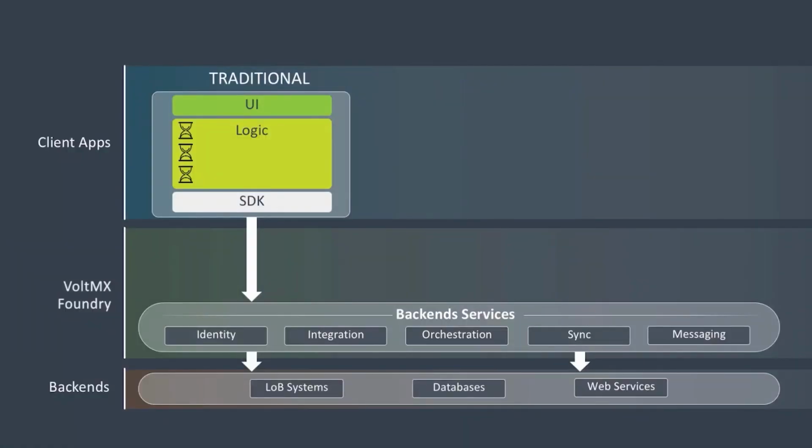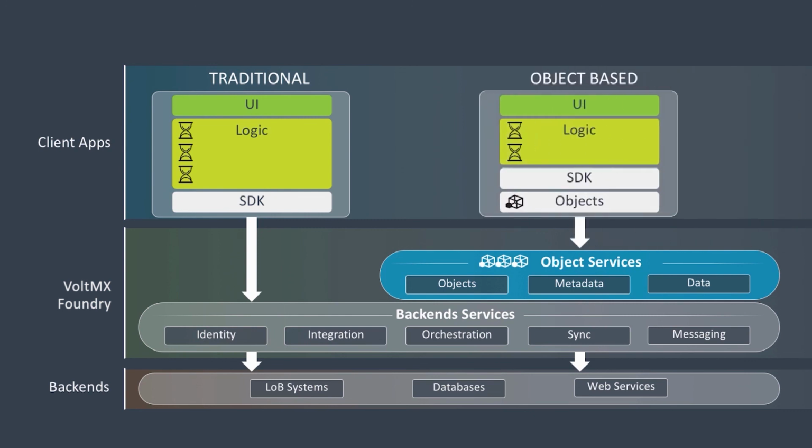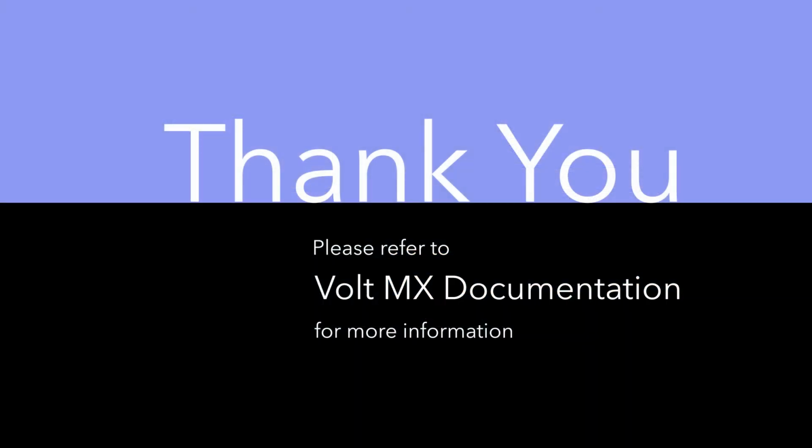Now, traditional app development using direct API calls is still a valid approach for certain use cases, but when your app can benefit from a well-designed app data model and abstraction from the complexity of systems, then using the object services capabilities will significantly accelerate your development cycles. Your client developers will also write less code and logic in their applications because object services will generate the client-side object classes to simplify their development. Please refer to VoltMX documentation for more information.